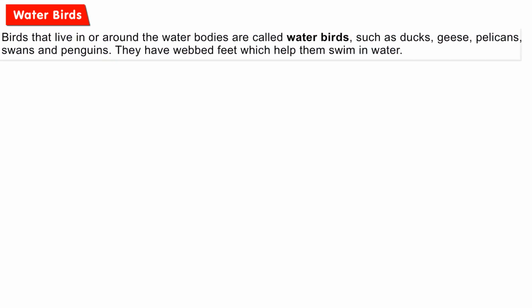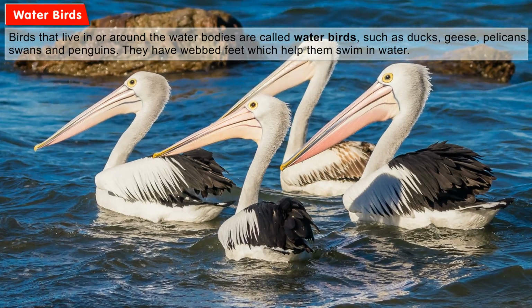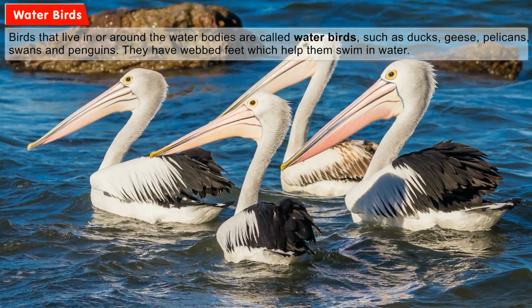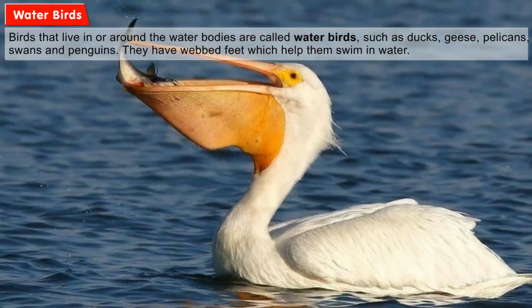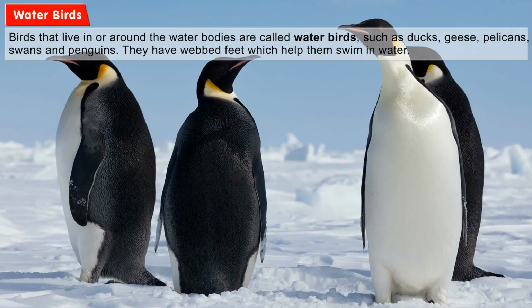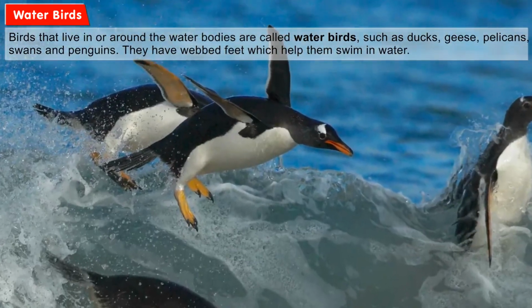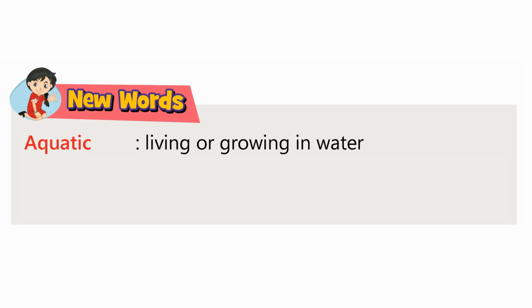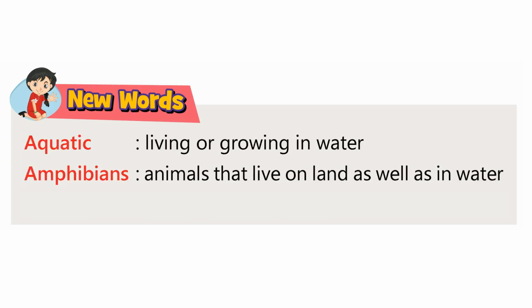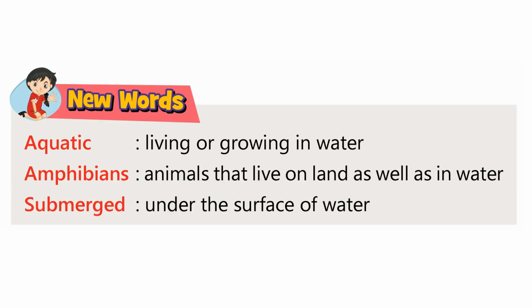Water birds. Birds that live in or around the water bodies are called water birds, such as ducks, geese, pelicans, swans, and penguins. They have webbed feet which help them swim in water. New words. Aquatic, living or growing in water. Amphibians, animals that live on land as well as in water. Submerged, under the surface of water.